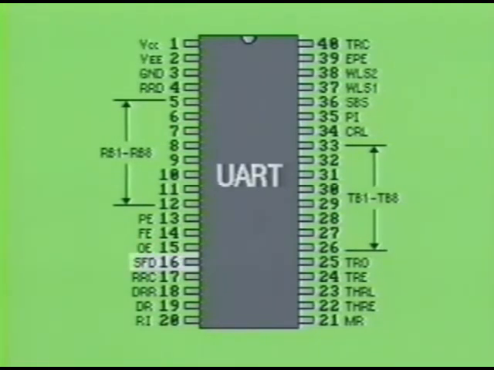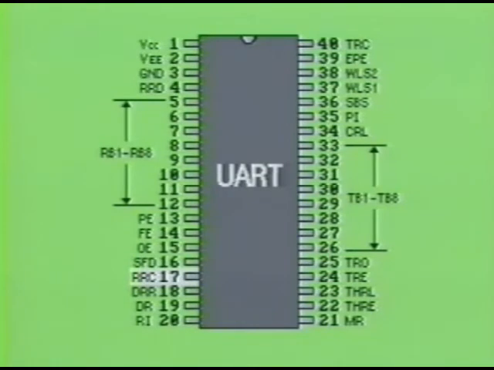Pin 16 is labeled SFD for status flag disconnect. When pin 16 is brought high, it places pins 13, 14, 15, 19, and 22 in a high impedance state. This allows the status flags from several universal asynchronous receiver transmitters to be connected to the same communication bus.